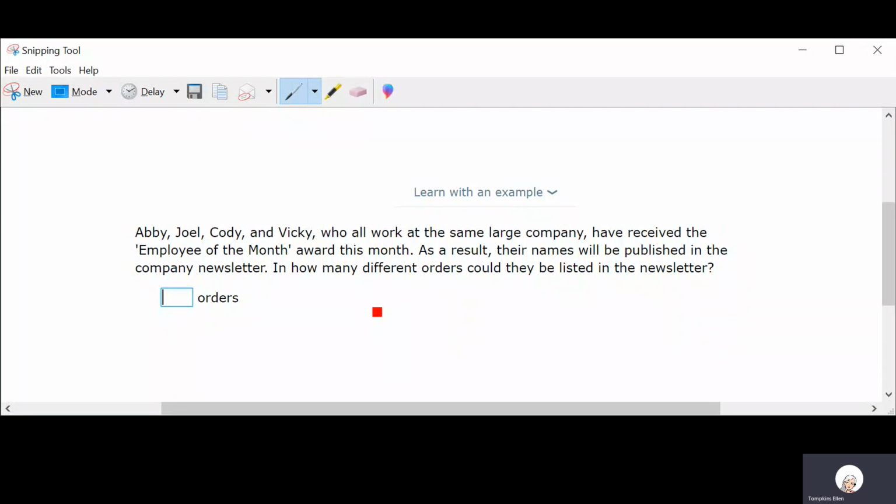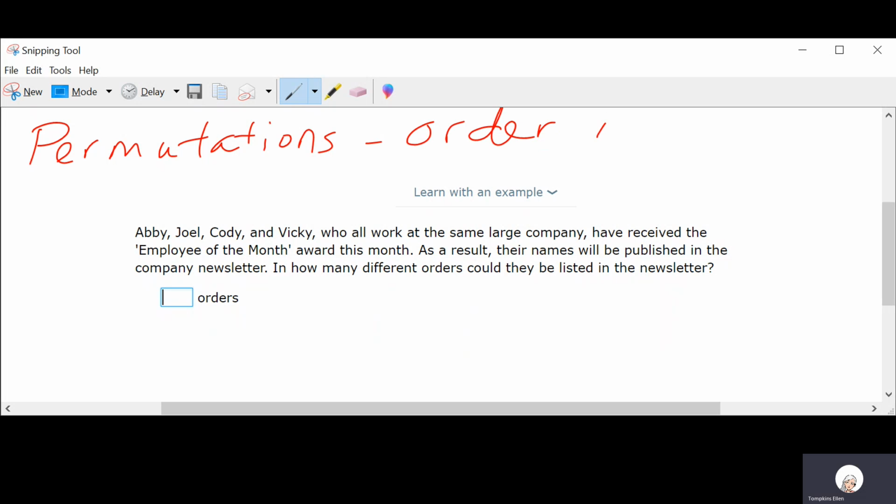Okay, we're talking about permutations. And permutations, write that up here for you, is where order is important. An example of where order is important is if you were running a race. You want to know who comes in first, second, third, that type of thing.